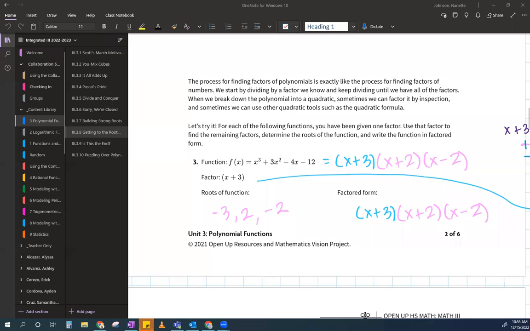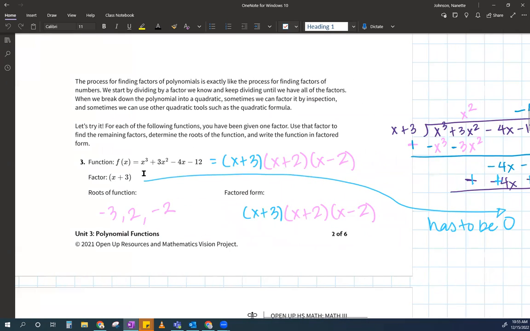Okay, so we're back with 3.8 and we're still rewriting polynomials in factored form. When I say factored form, your brain should say parentheses, parentheses, parentheses, okay? So whenever I tell you, hey, write this in factored form, you're going from something like this, which is called standard form, to something like this, right? So you do have to be familiar with what the answer should look like, right?